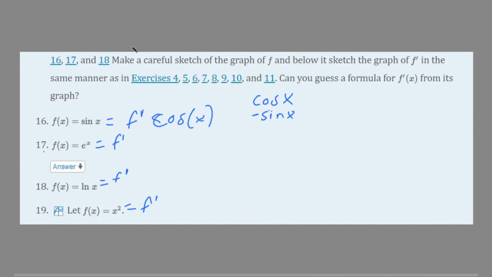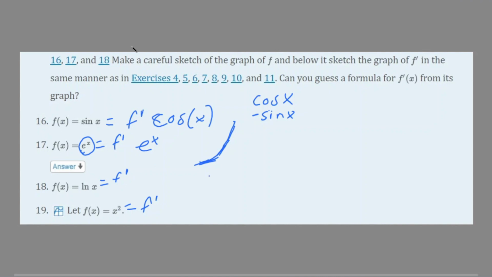And then for 17, f of x equals e to the power of x. The derivative of e^x is always e^x. Because if you look at the e^x graph, it is increasing in a way that if you were to find the slope and graph the tangent lines, it would be the exact same graph. You could try that out, but remember that the derivative of e^x is always e^x. And now we move on to number 18.